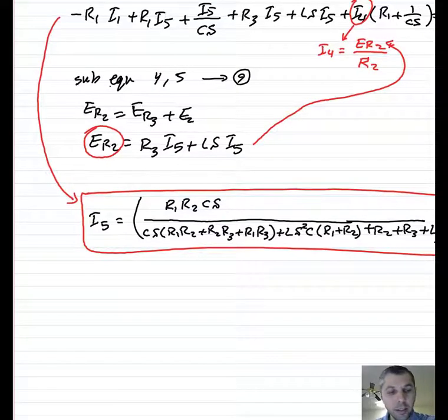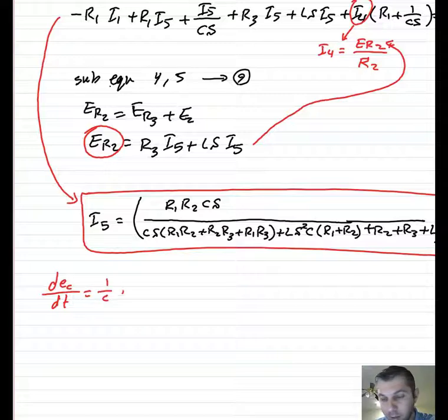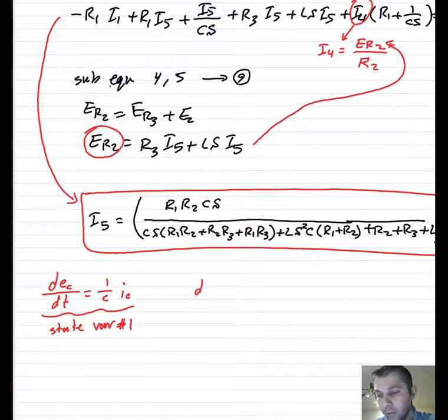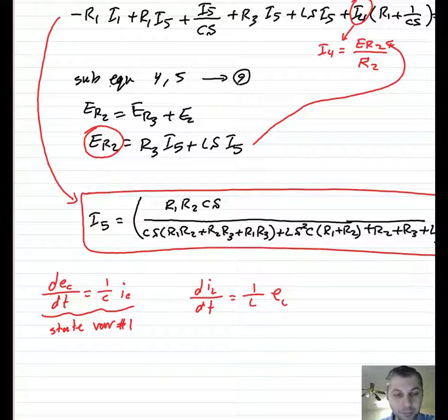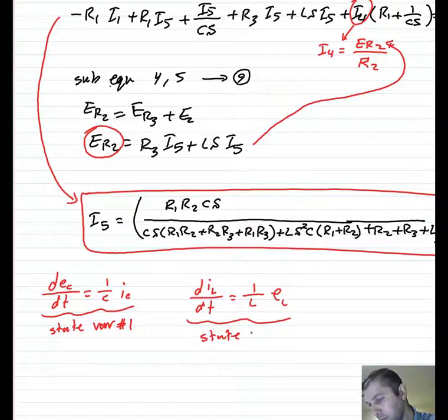We can find the state variables from the inductor and the capacitor. So we have dE for the capacitor by dt is equal to 1 over C times I capacitor, and this is state variable 1. And for the inductor, we have d IL by dt is equal to 1 over L times EL. This is state variable number 2.